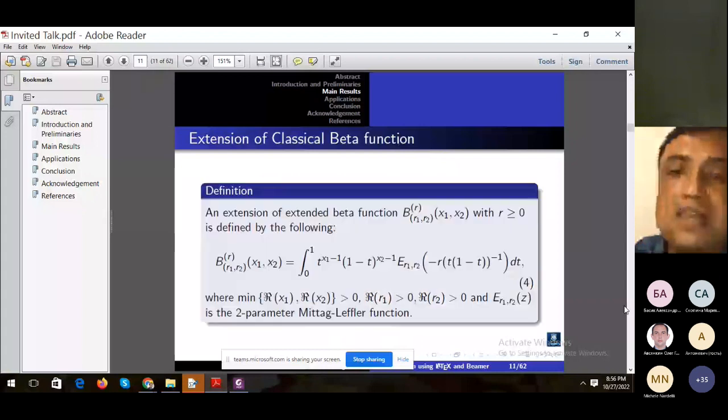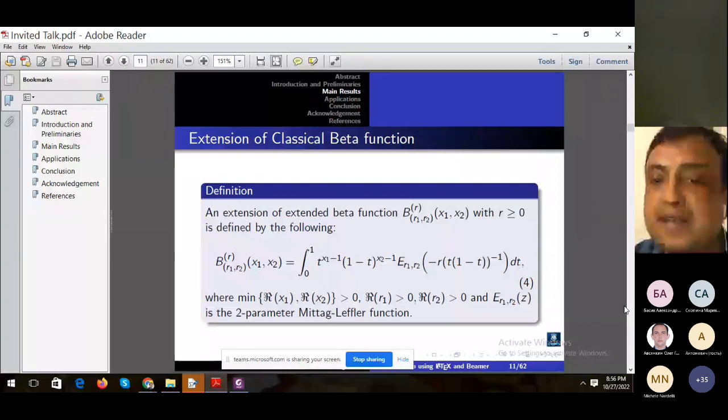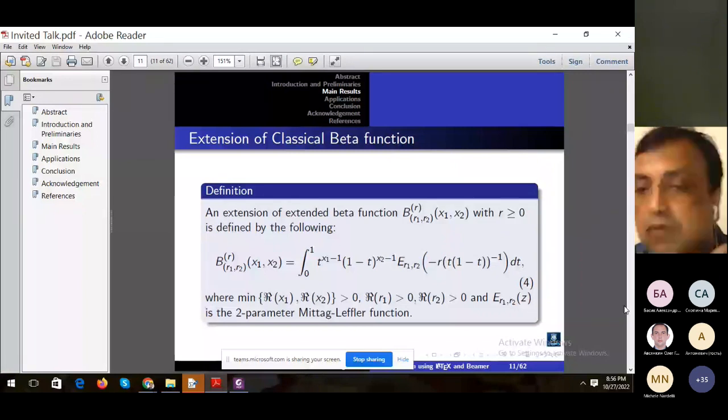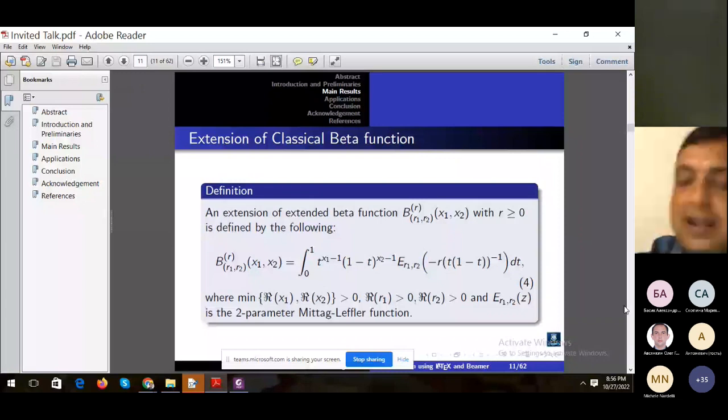For the extensions of the classical beta function, after the deep study of the Wiman's function, we have generalized the extended beta function, which is given by equation number 4. An extension of the extended beta function with r greater than 0 is defined by equation number 4: the integral from 0 to 1 of t raised to power x1 minus 1, (1 minus t) raised to power x2 minus 1. And now we introduce in the kernel the Wiman's function with minus r upon t(1 minus t), dt.